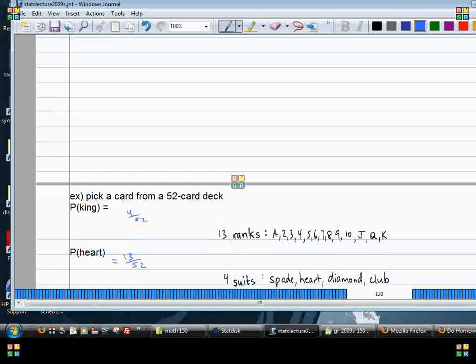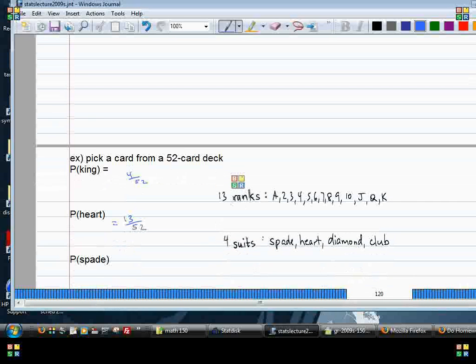Exactly. Now, how many diamonds are there? There's 13. What are those 13 diamonds? Exactly. Ace of diamonds, 2 of diamonds, 3 of diamonds, and so on, up to king of diamonds. Okay. So, does that make sense?